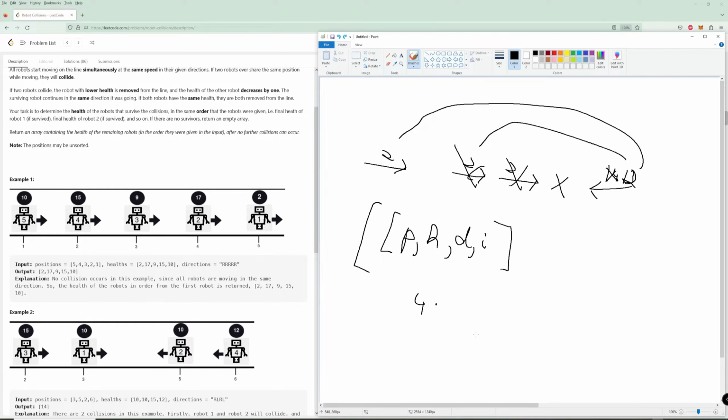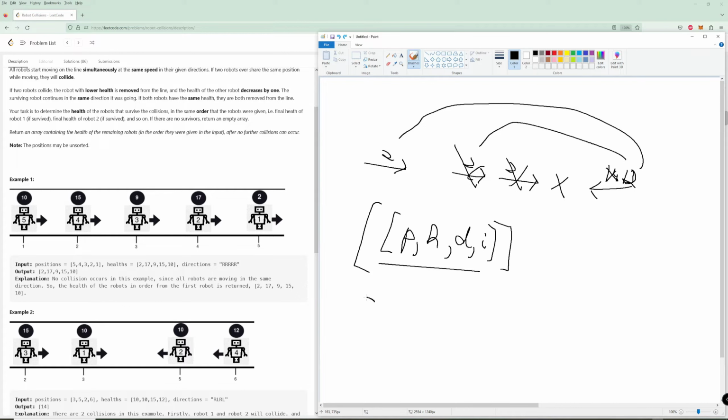Okay, and so we're going to store this. We're going to sort by position. That way we're going to be able to add the robots to the stack by position. And then, because our outputs on the stack are going to be in this way, we can just use these indices to figure out. So actually, we don't even need to do that. We can just sort by the index at the end.